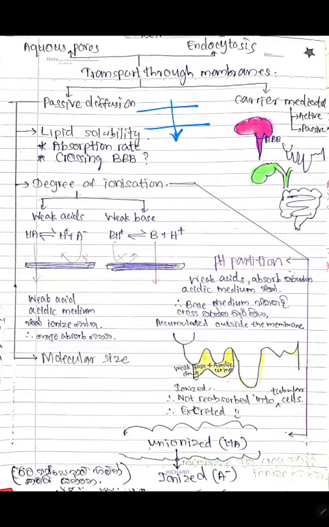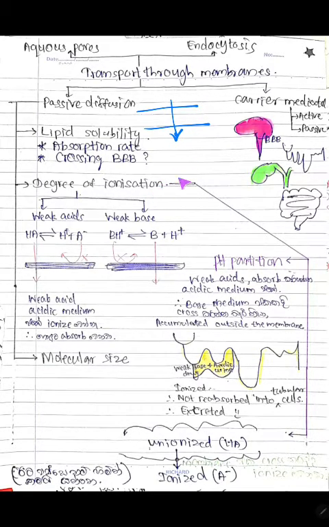It decides the absorption rate and whether the drug crosses the blood-brain barrier, because lipid soluble medicines cross the blood-brain barrier but others do not. Therefore, if we need our drug to bind to a target in the CNS, the brain and the spinal cord, we have to cross the blood-brain barrier. Therefore, we should select a lipid soluble drug molecule.